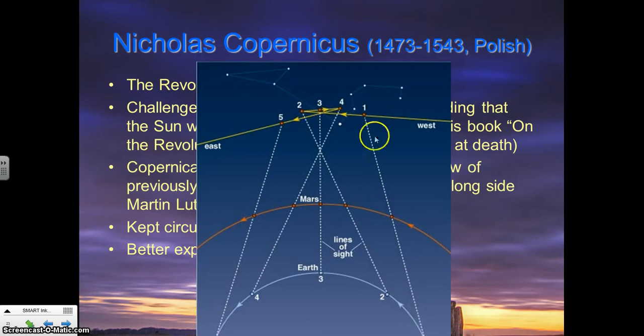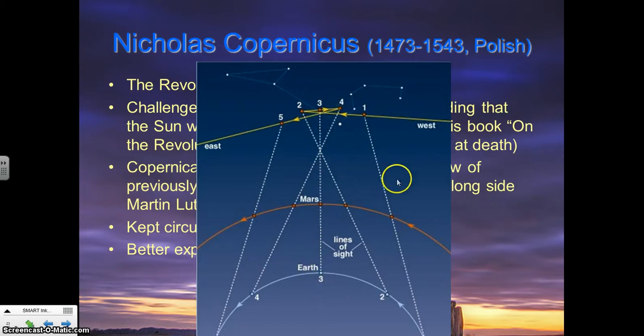And so at position 1, we have the constellation Leo in the back here, so that's our reference point. We see Mars at position 1 there. And then at position 2, our line of sight puts Mars way over here in the constellation. Then at 3, it starts to drift backwards because we are now catching up with Mars.